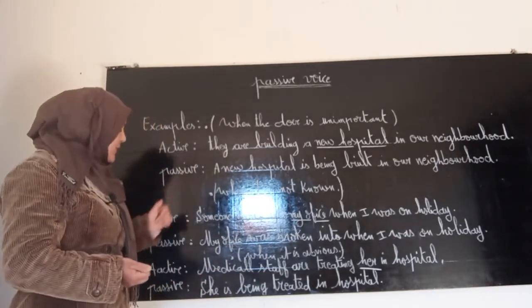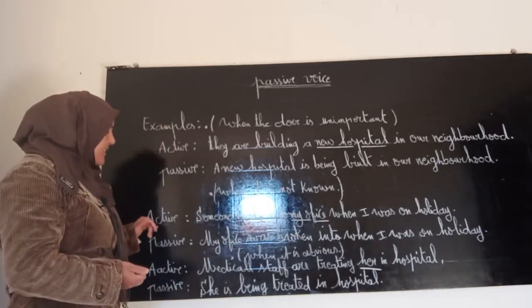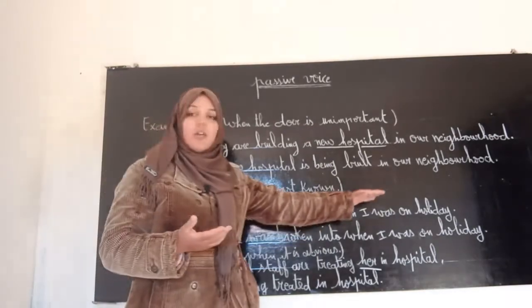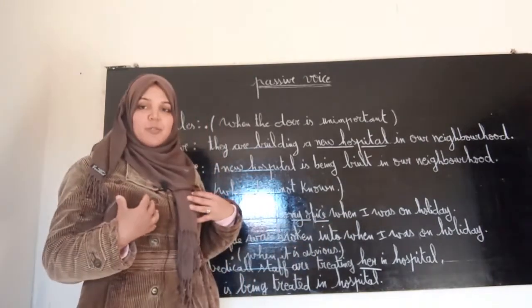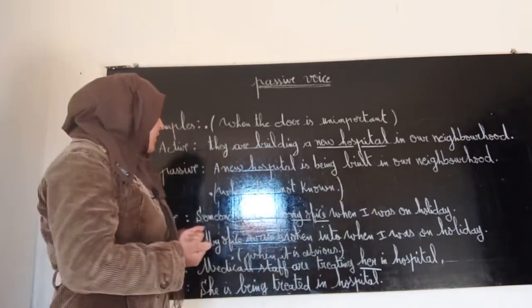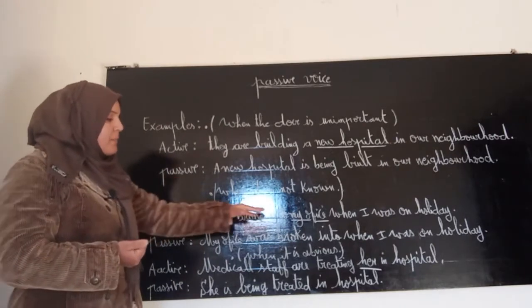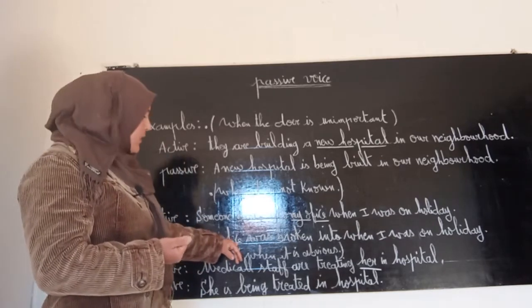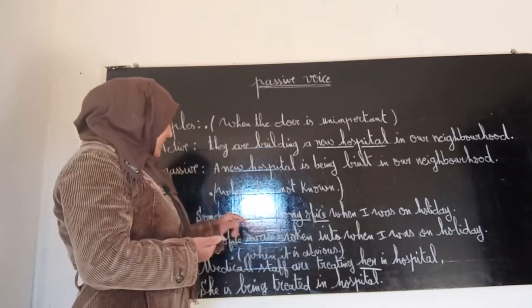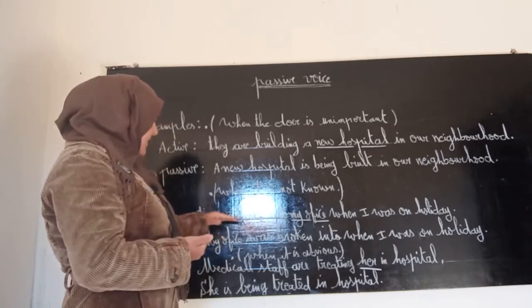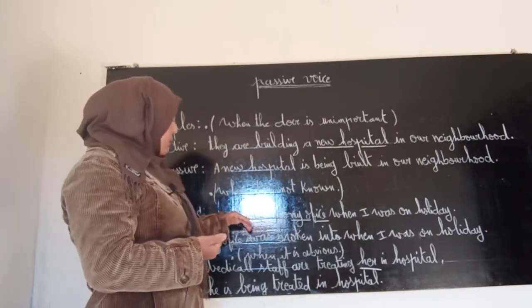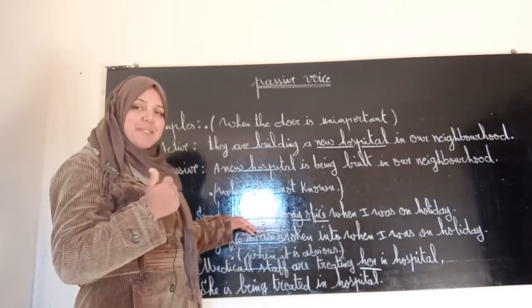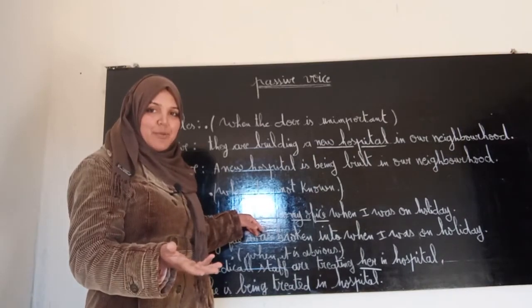So let us move to the second example. Active sentence: Someone broke into my office when I was on holiday, okay? And my office is an object. So passive, my office, okay, was broken. Let us look here in the active sentence, which tense is it? Someone broke. Break, to break. In simple past, it is broke, okay?